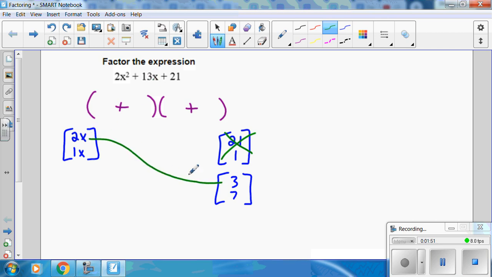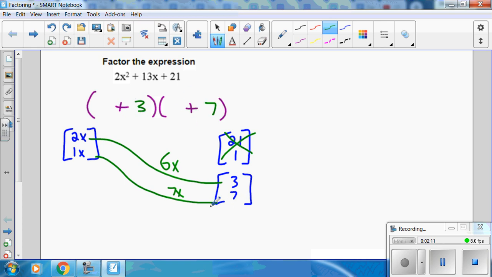2 times 3, that's 6x. 1 times 7, that is 7x. Hey, there it is. That adds up to 13. Now, we put these numbers in first, the 3 and the 7. And it doesn't matter where we put the 3 and the 7, as long as they're in these two locations, because the signs are the same.